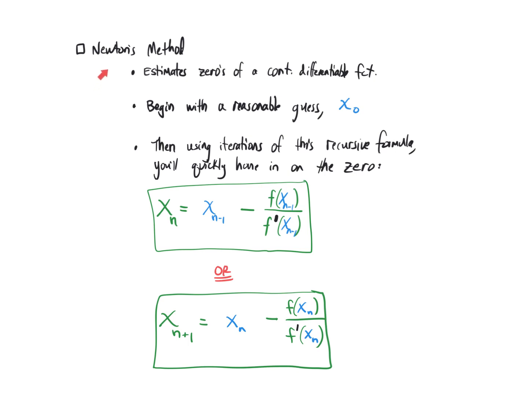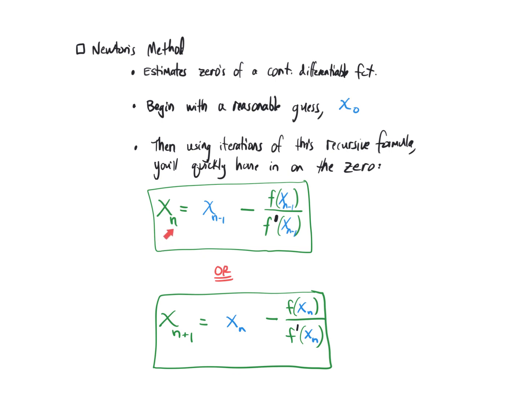For a quick review of Newton's method, it's used to estimate the zeros of a continuous differentiable function. We always begin with some reasonable guess, x naught. Then, using iterations of the following recursive formula, we'll quickly hone in on the actual zero.